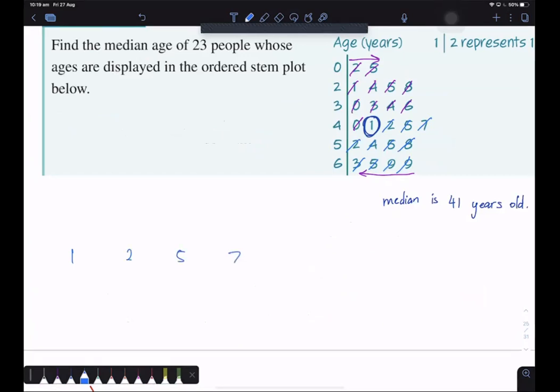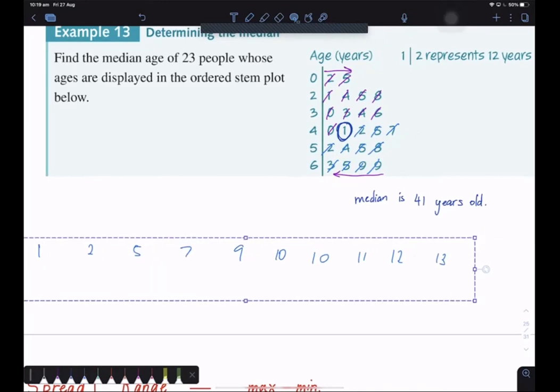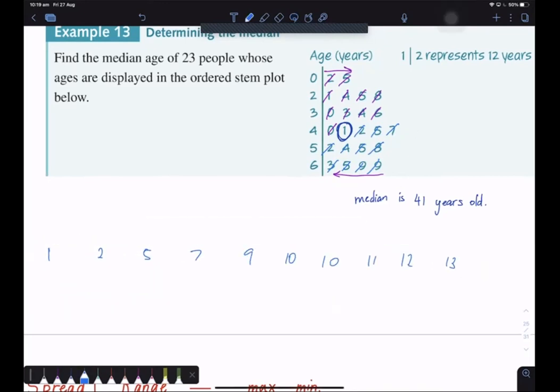1, 2, 5, 7, 9, 10, 10, 11, 12. Let me see here. I'm just going to add one more, and 13. Right, let's say our data is this here. Data values.